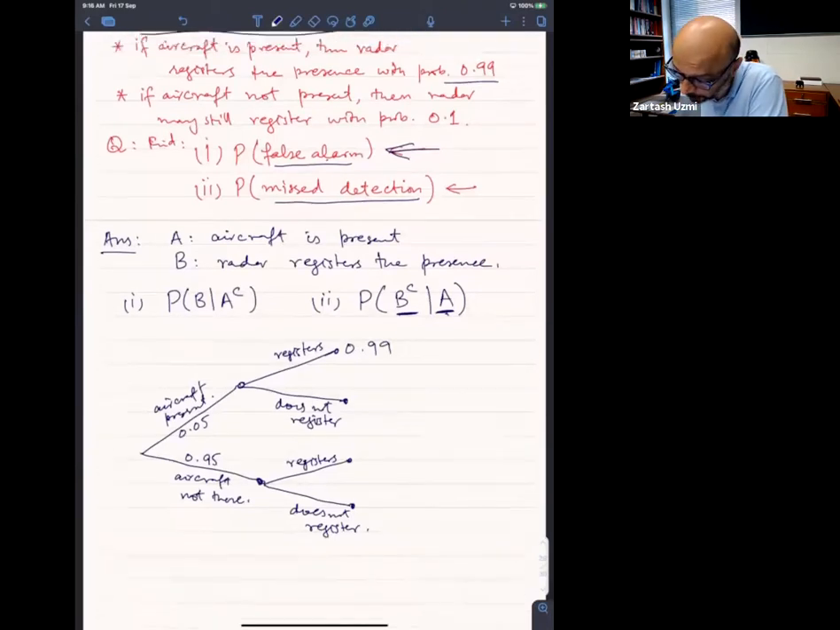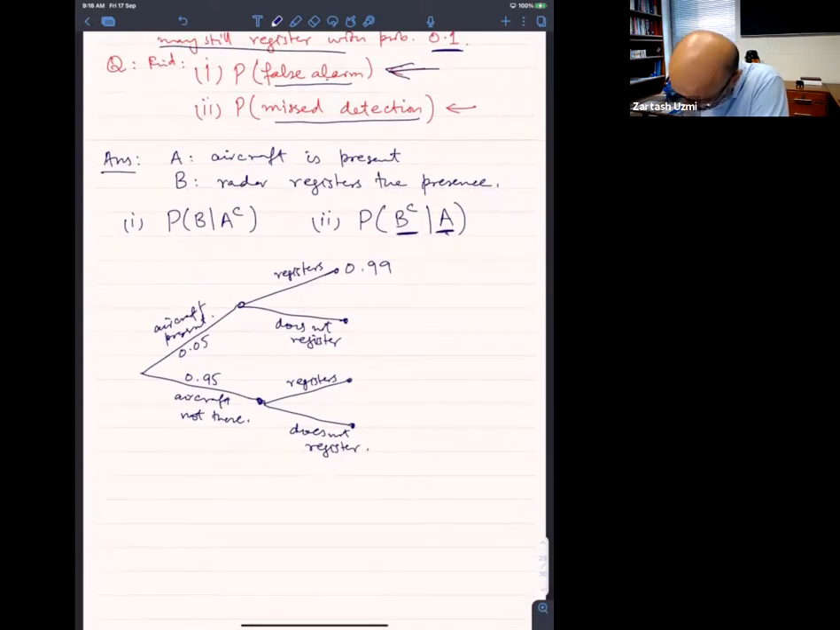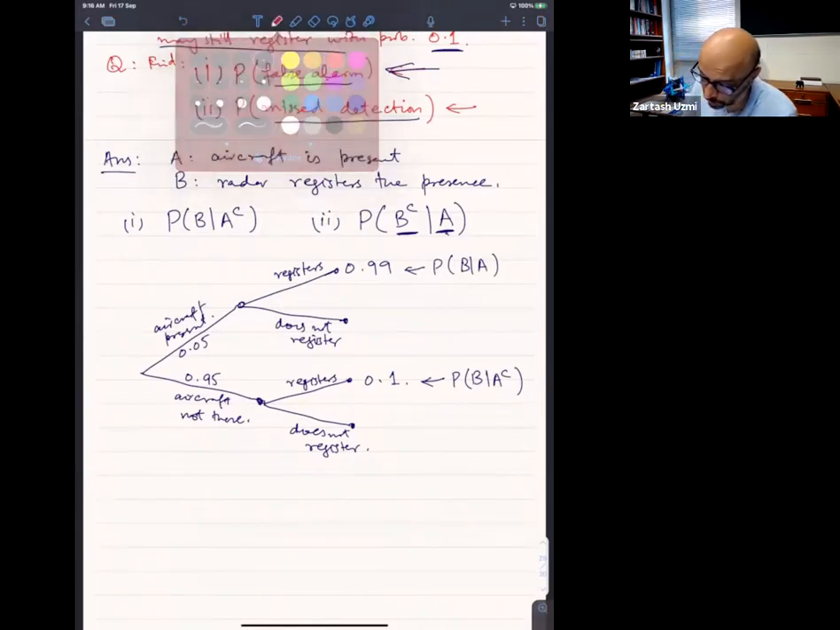And what is the probability? ये जो आपको 0.1 दी हुई है, this is the probability if aircraft is not present, then you may still register with probability 0.1. This is the probability of B given A complement. What is this probability? This is probability of B given A. This was our requirement.